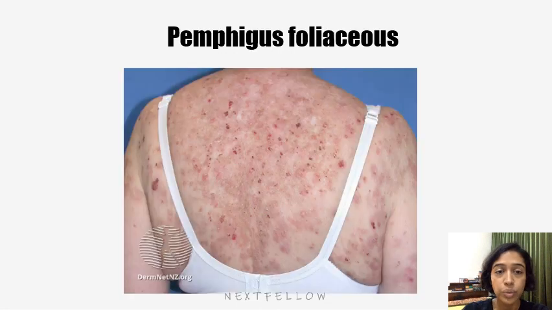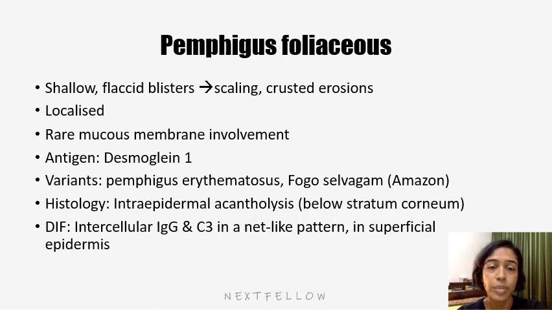In the next photo, you'll also see the upper trunk of the body involved. So here again, you do not see actual blisters. The blisters actually erode very rapidly. They desquamate and they leave these crusted lesions on reddish erythematous bases. So in pemphigus foliaceus, you'll have shallow or flaccid blisters which rapidly evolve to leave behind crusted erosions.